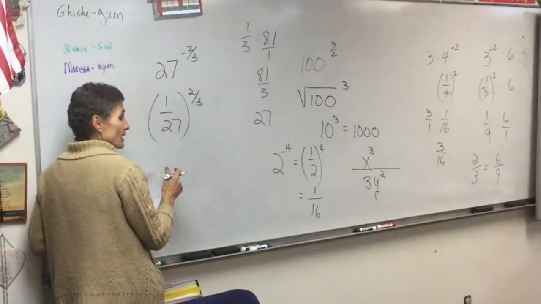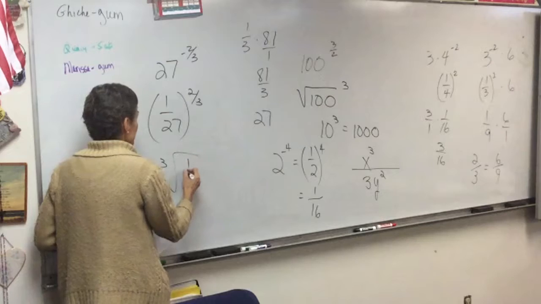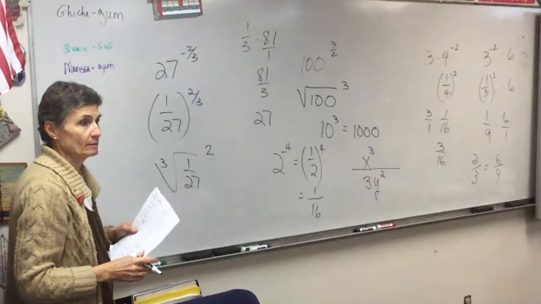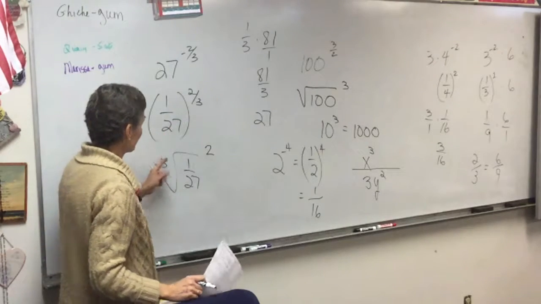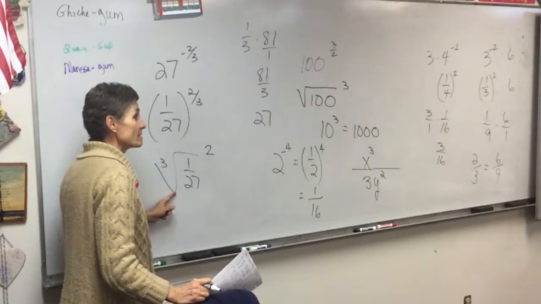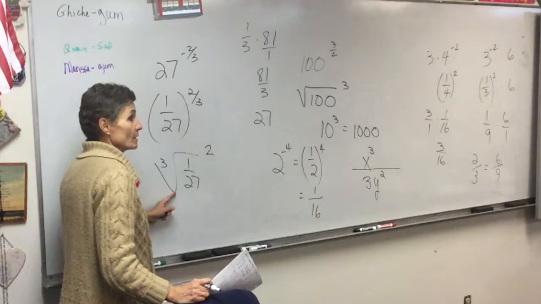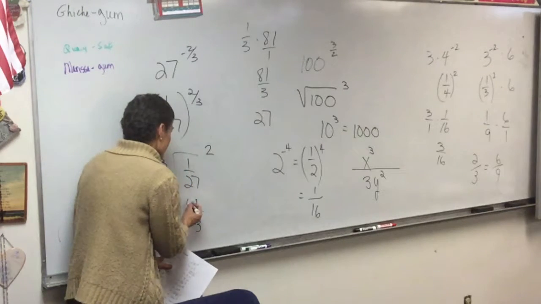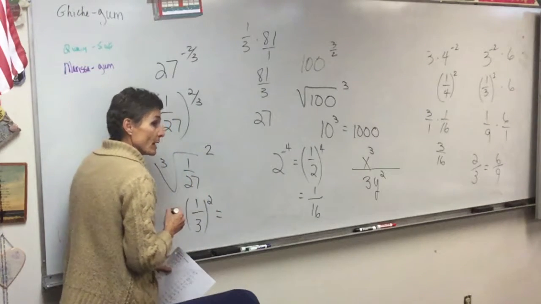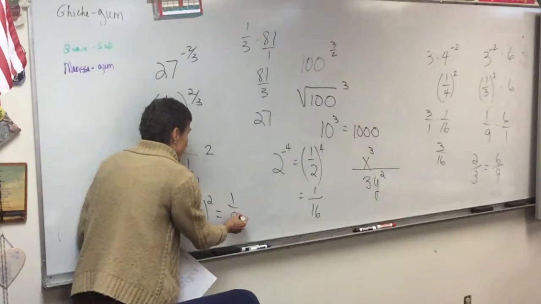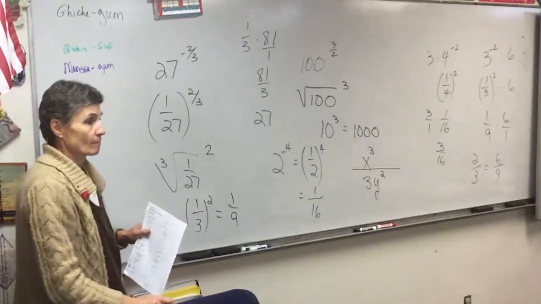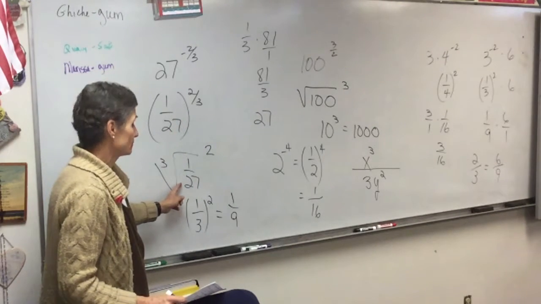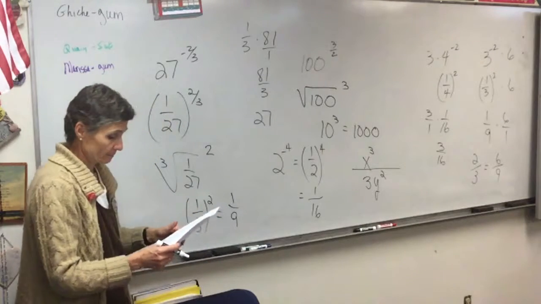Anytime you have a fractional exponent, the denominator tells you to root it, and the numerator tells you to power it. So the cube root of 1/27. Anybody know what that is? It's 1/3. Yeah, it's not just 3. It's 1 over 3. And then when you square it, you get 1 over 9. The cube root of 1/27 is 1/3. Squared is 1/9.